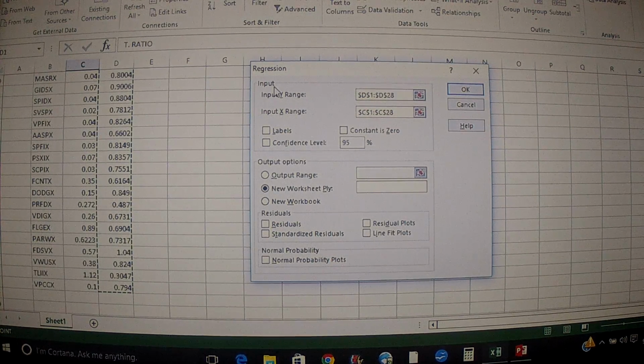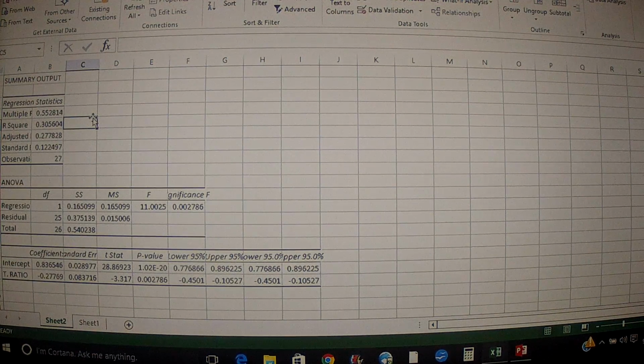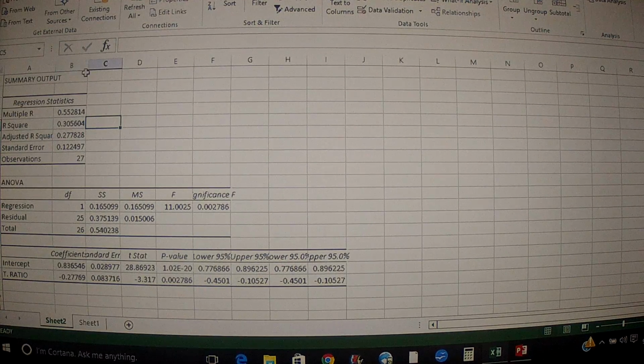Okay, and then one thing that we're going to do, as Dr. Cresson mentioned, is we're also going to click labels here, because we did include that very first row. And with that being set up, new worksheet, we should be able to run our regression. Let me go ahead and expand some of these columns for us.